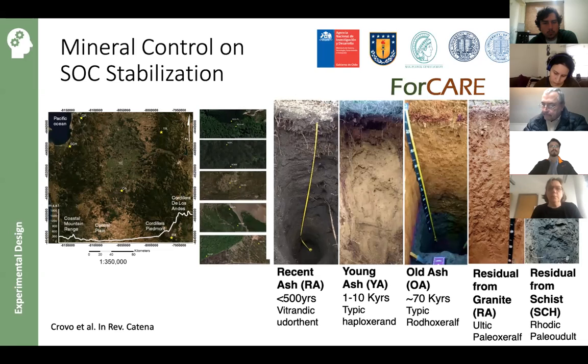But these 5 sites are very special because they represent a range of different soil types. We have 2 soils that are residual, a residual from granite and a residual from schist in the coastal ranges. These soils are dominated, in the case of the granite, by mineralogies that are mostly 1:1 minerals, while the residual schist is mostly 2:1 minerals.